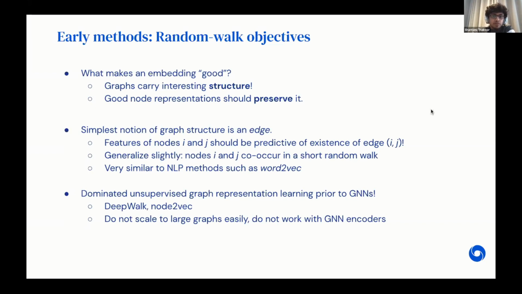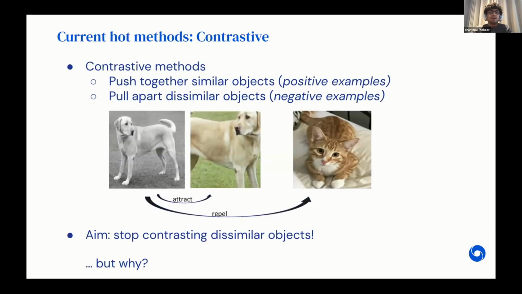These methods were very powerful, and they actually dominated unsupervised representation learning before GNNs became popular. DeepWalk and node2vec were some powerful methods. The problem is they don't scale to large graphs very easily, and they also don't work well with GNN encoders. They used to learn a different vector representation per node, the way in word2vec you have a different vector representation per word.